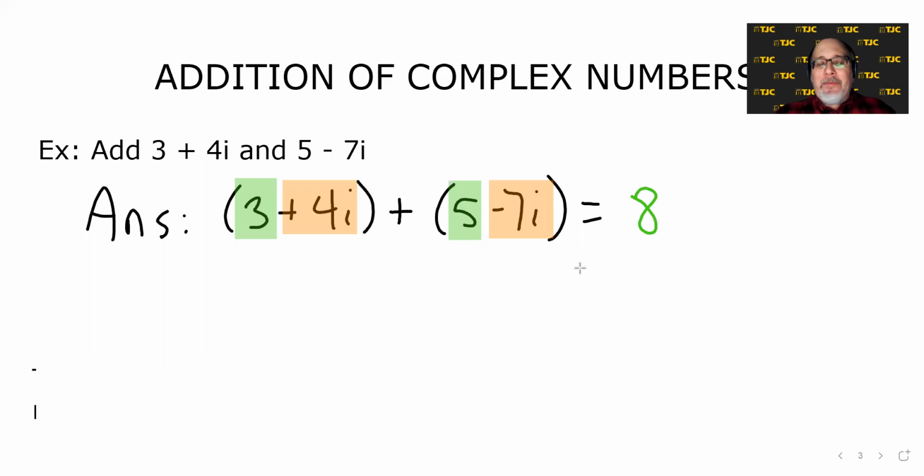When we combine them, and when we combine like terms in general, you only combine the numbers in front, but you leave the objects that follow them the same. So the i is going to stay the same. What's going to change is the number in front. Positive 4 and negative 7 give you negative 3. So this means that 3 plus 4i plus 5 minus 7i is 8 minus 3i.